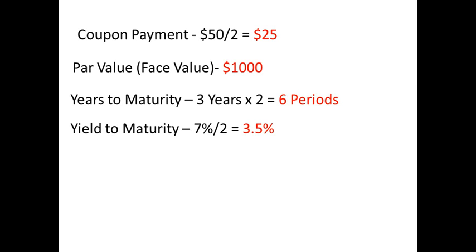So now we have our information. We have a par value of $1,000, a yield to maturity of 3.5%, coupon payments of $25, and periods to maturity of 6.